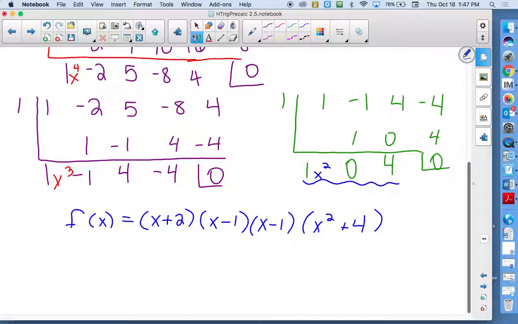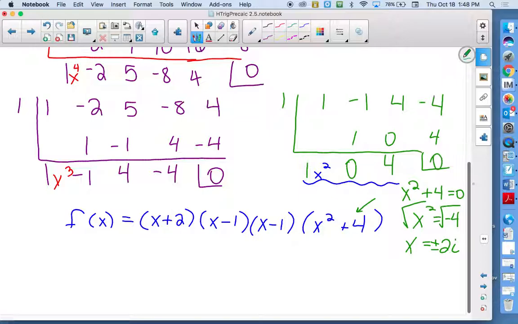So the question said, write it as a product of linear factors. This is not linear yet because it says x squared. We can find the zeros and then transfer those zeros to be in factored form. So if you take this piece and set it equal to 0, Libby, what would our 2 other zeros be? It would be plus or minus 2i.